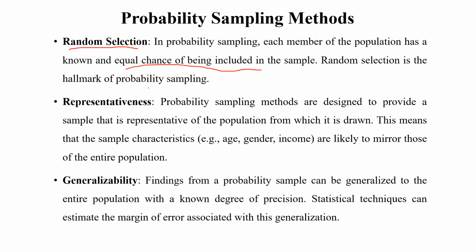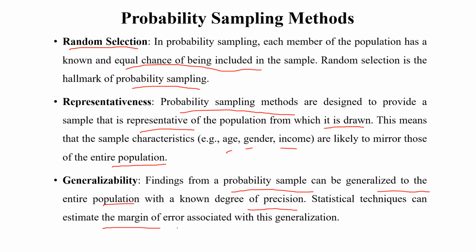Random selection is the hallmark of probability sampling. And representativeness: probability sampling methods are designed to provide a sample that is representative of the population from which it is drawn. This means that the sample characteristics like age, gender, income are likely to mirror those of the entire population. And generalizability: findings from probability sampling can be generalized to the entire population with a known degree of precision. Statistical techniques can estimate the margin of error associated with this generalization.